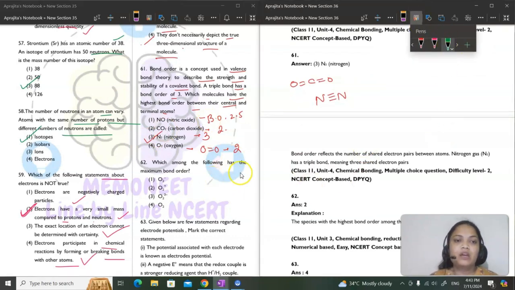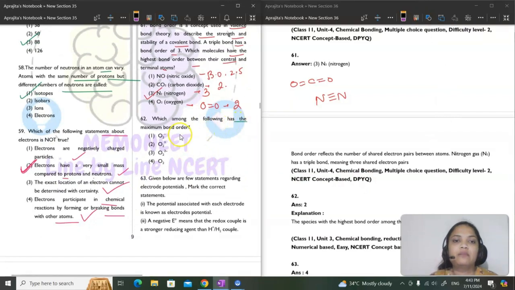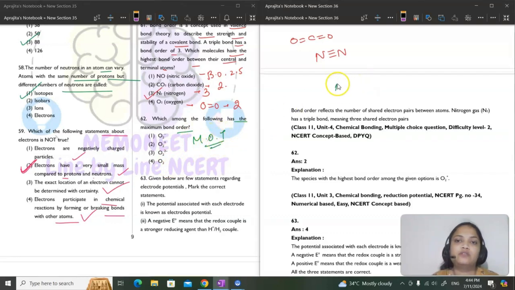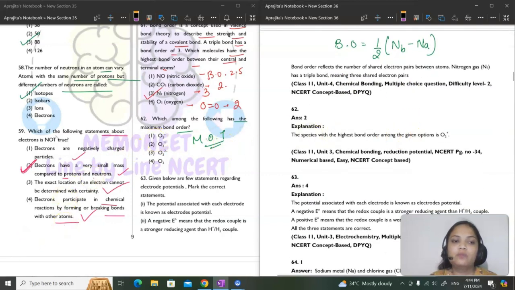Okay. Next, which of the following has the maximum bond order? Again, you need to find out the bond order in O2 minus, O2 plus, O2 2 minus and O2. So you will be using the molecular orbital theory for answering that. So you know bond order is equal to half the number of electrons in bonding orbital minus the number of electrons in anti-bonding orbital. So once you do this, you will be able to find the bond order.